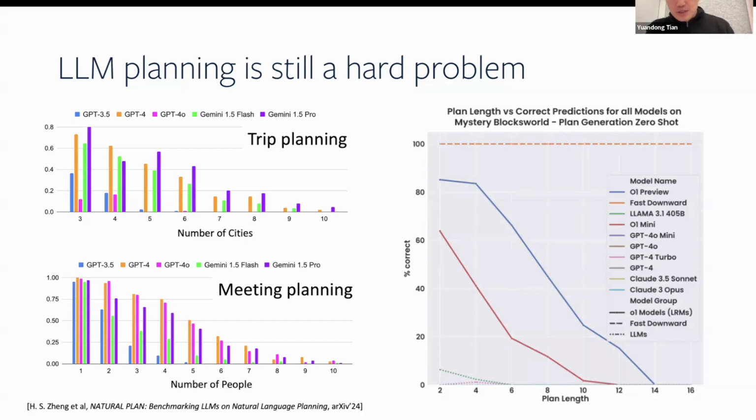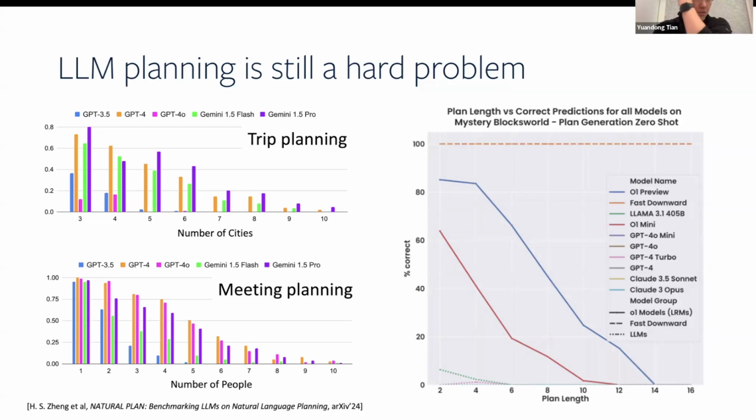On the right, this is research from ASU, Arizona State University. You see that O1, O1-preview and O1-mini are doing very well on small-scale planning problems, much better than existing approaches. But when you have more and more complicated plans, you see that the percentage of correct rate drops substantially to 0.